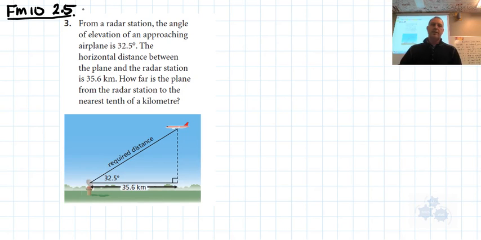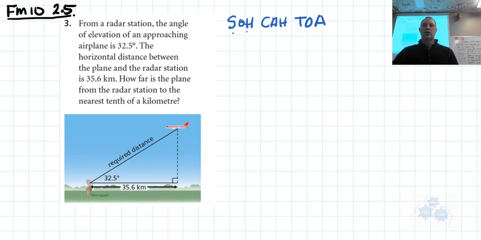Okay, so in this example, we're going to be using one of the trigonometric functions, and you should remember this: SOH CAH TOA. You should remember that because this tells us which trig function, sine, cosine, or tangent, to use when finding either the opposite, the adjacent, or the hypotenuse side of a right triangle.